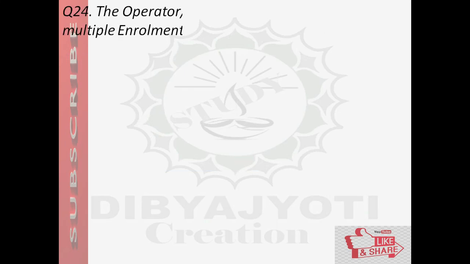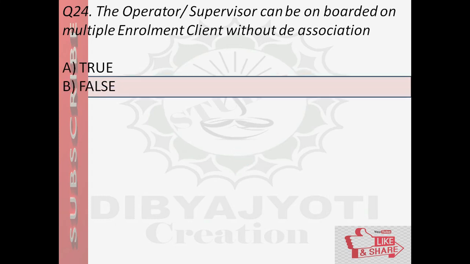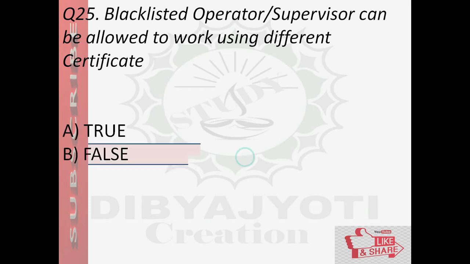Then question number 24. The operator or supervisor can be onboarded on multiple enrollment clients without deassociation. Options A, true; option B, false. And answer is option B, false. Then question number 25. Blacklisted operator or supervisor can be allowed to work using different certificate. Option A, true; option B, false. Option B, false.